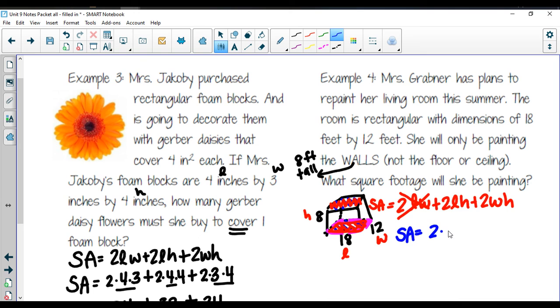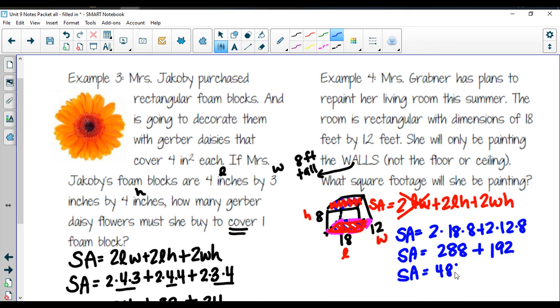So I'm going to be doing 2 times 18 times 8 plus 2 times 12 times 8. So I'm still going to chunk those into the 2 pieces. This first part gives me 288, and the second part gives me 192. So if I add those all together, I get 480, and I'm going to call that square feet then. And that is it for your examples of rectangular prism, volume, and surface area. Always check to make sure which one are we actually figuring out, volume or surface area.